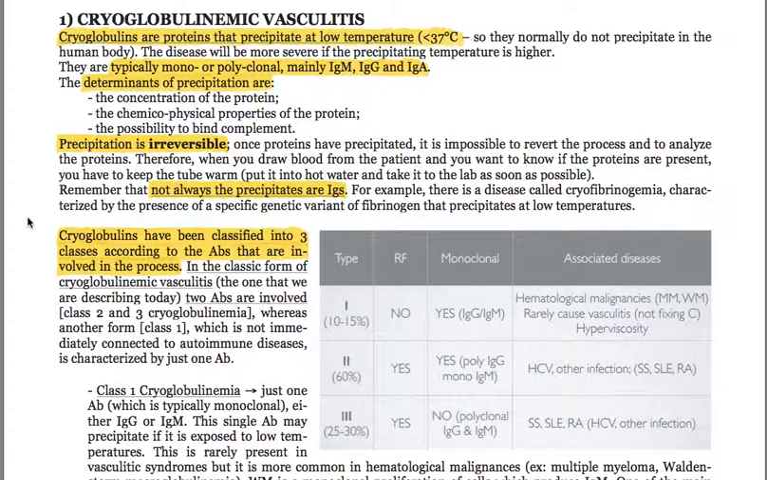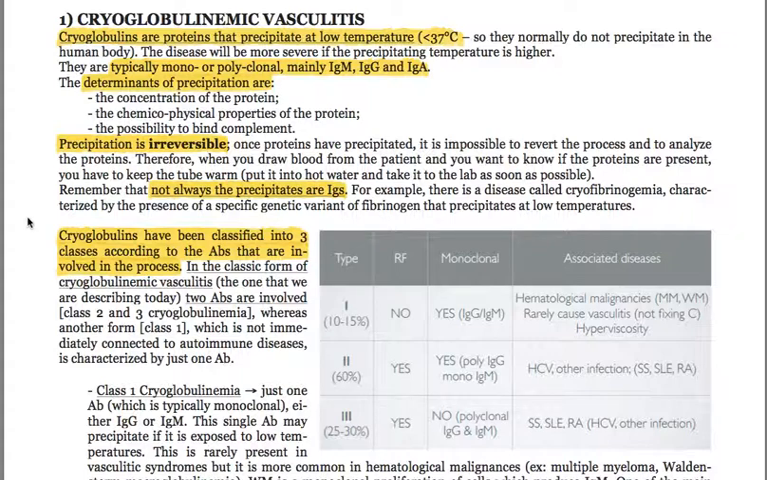Cryoglobulins have been classified into three classes according to the antibodies that are involved in the process. In the classic form of cryoglobulinemic vasculitis, the one that we are describing today, two antibodies are involved, class 2 and class 3 cryoglobulinemia, whereas another class, class 1, which is not immediately connected to autoimmune diseases, is characterized by just one antibody.